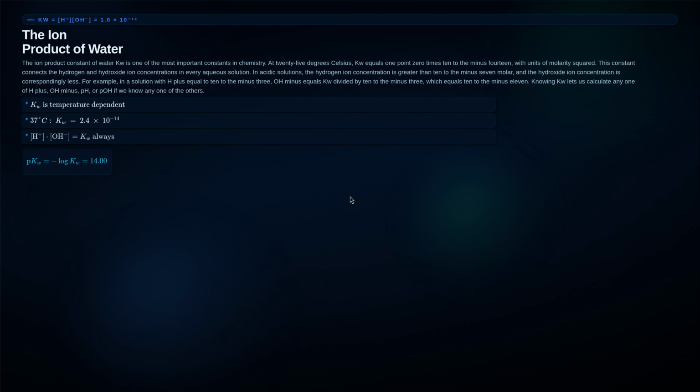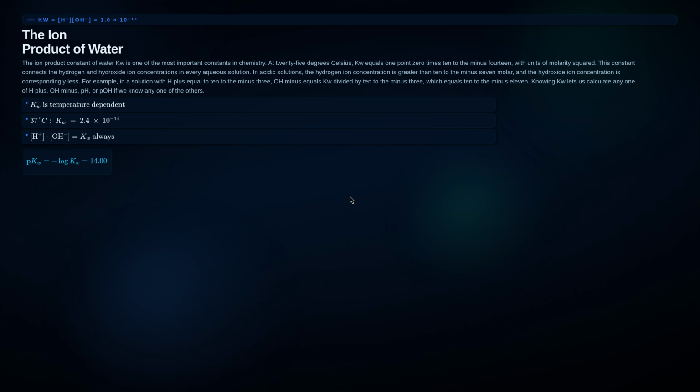The ion product constant of water, Kw, is one of the most important constants in chemistry. At 25 degrees Celsius, Kw equals 1.0 times 10 to the minus 14 with units of molarity squared. This constant connects the hydrogen and hydroxide ion concentrations in every aqueous solution.